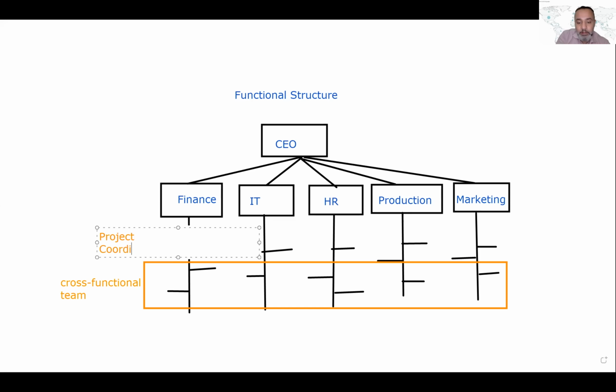Project coordinator. So we ask this person to coordinate the project, to follow up with the team across all the departments and make sure the team is doing their tasks at the specified time. Okay. Now, if we do this, then we have created what we call a weak matrix structure. Weak matrix structure. Now, why do we call it weak matrix structure?